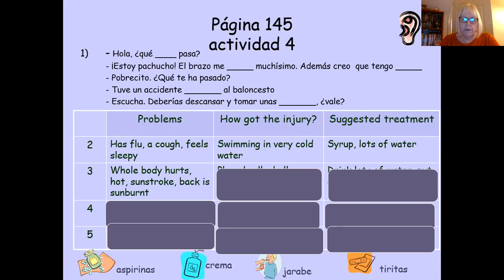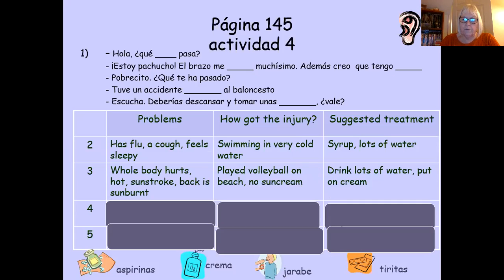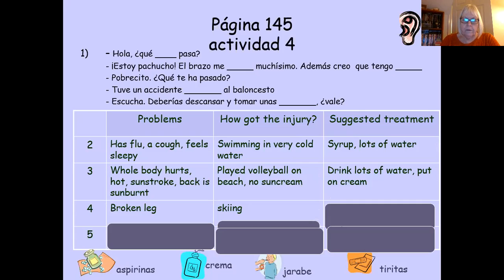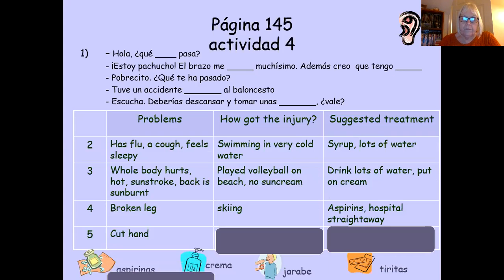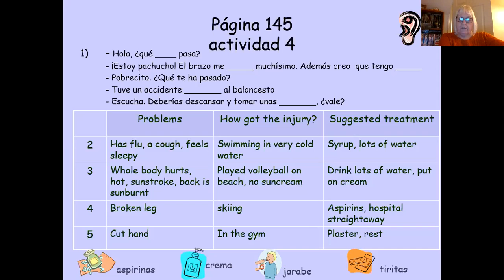But his whole body hurts. He's hot. He's got a temperature. He's got sunstroke, and his back is sunburnt. He did that by playing volleyball on the beach without sun cream. And the suggested treatment is he drinks lots of water and puts on cream. Número 4. He's got a broken leg. He was skiing. Take some aspirins. He needs to go to the hospital straight away. Hay que ir al hospital inmediatamente. Número 5. He's cut his hand in the gym, and he needs to put a plaster on it and rest. Okay, so really well done if you got that. Count up the sort of amount of information you got.